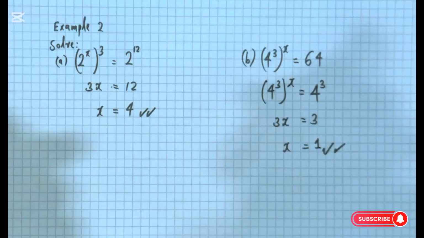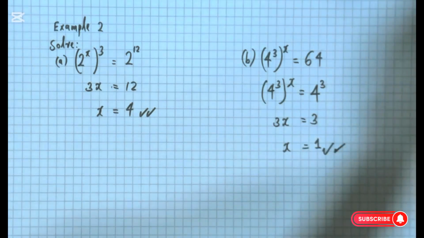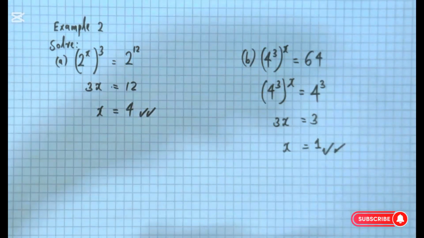So that is it for this particular class on the laws of indices. There are 3: sum rule, difference rule, and product rule.